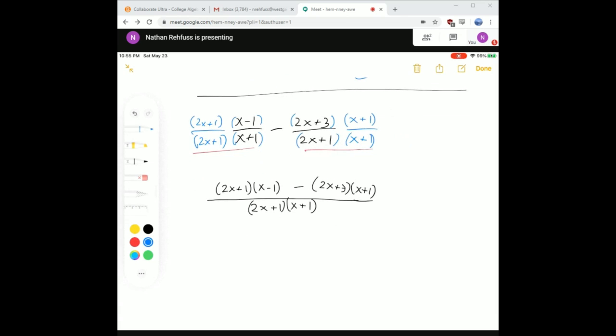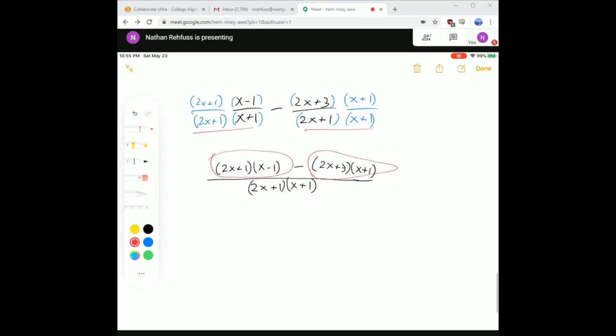I'm going to start by foiling each of these. So those are each going to get foiled. 2x plus 1 times x plus 1. First is 2x squared. Outside is minus 2x, and inside is plus 1x. Those make a minus x. Outside and inside are always what's going to combine if you're multiplying two first-degree polynomials. And last is plus 1 times minus 1. It's negative 1.